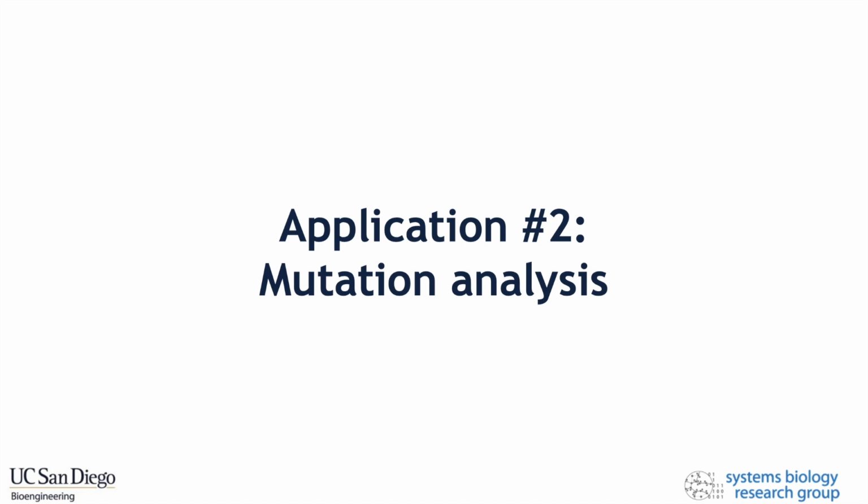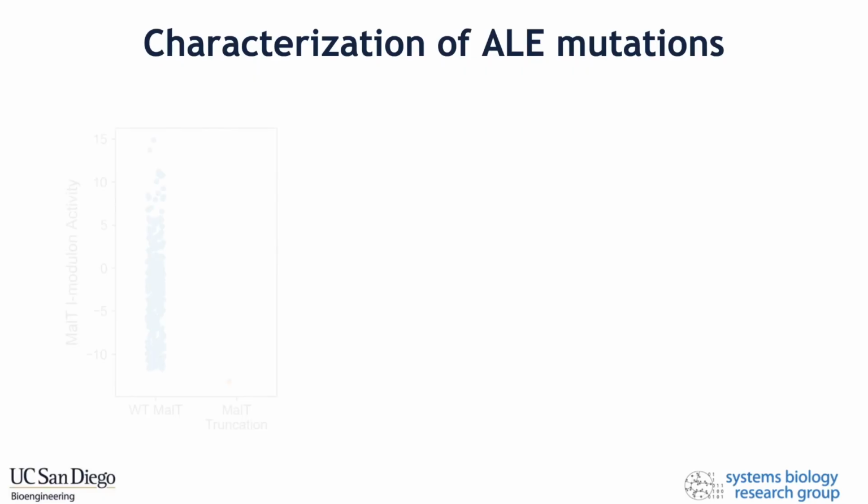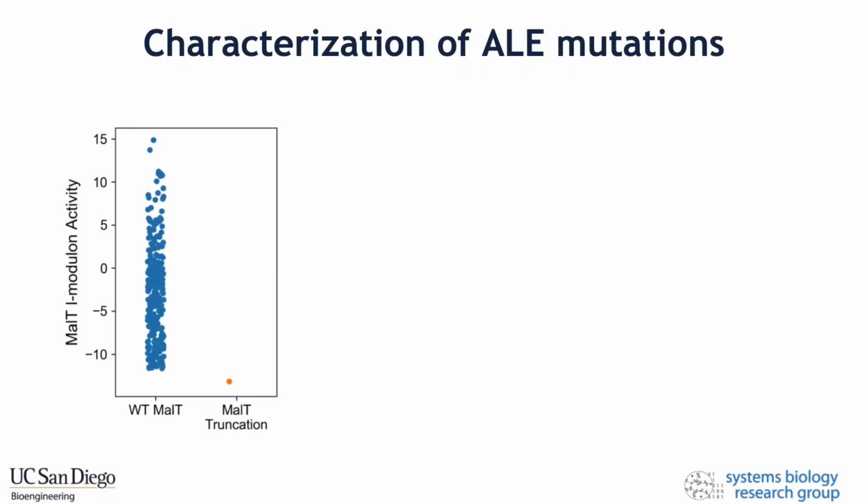The next application I'll talk about is characterizing mutations acquired during adaptive laboratory evolution, or ALE experiments. In one ALE experiment, there is a truncation in the transcription factor MALT. If we look at the MALT iModulon, we see that its activity is extremely low. This shows that MALT, which is an activator, is no longer able to activate or upregulate its target genes.